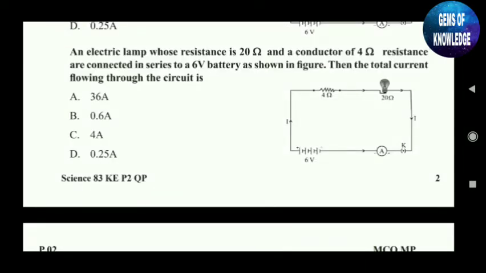An electric lamp whose resistance is 20 ohms and a conductor of 4 ohms resistance are connected in series to a 6-volt battery as shown in the figure. So you can see this is the 20 ohms resistance and this is the 4 ohm conductor, and both are connected with a battery in series connection. Then we have to tell what is the total current flowing through this circuit. So let us quickly solve this.